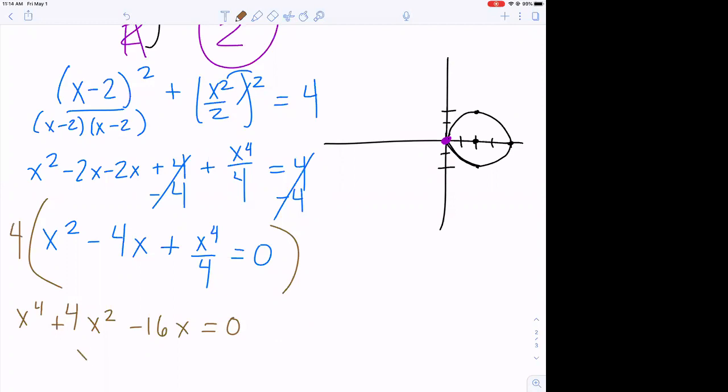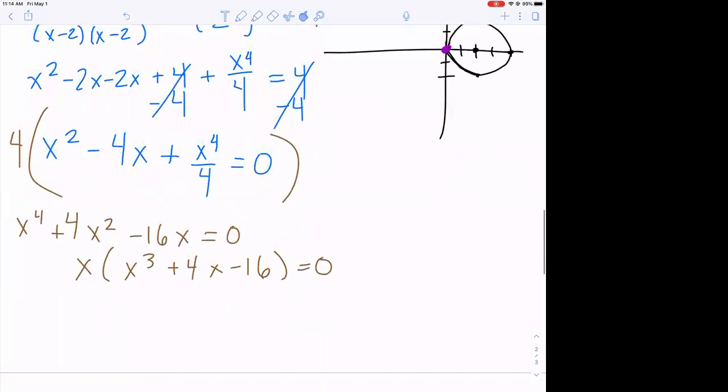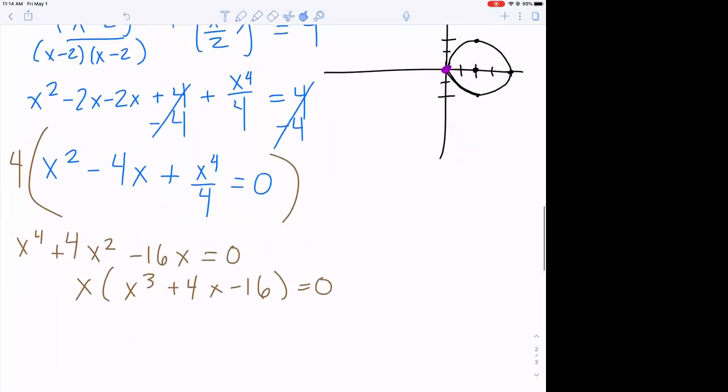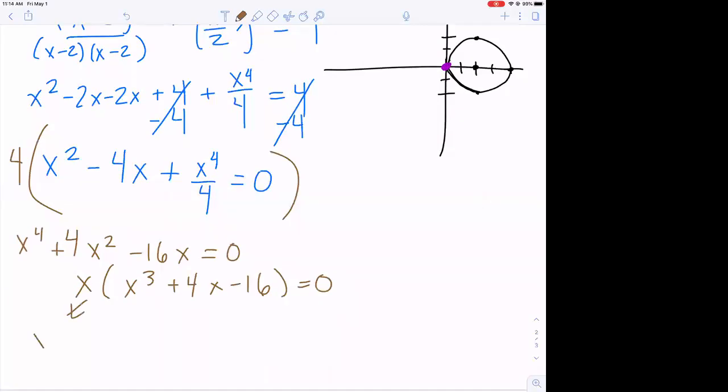And then I can pull an x out of this. So I've got x cubed plus 4x minus 16. The question is, this one will be set equal to 0. We're good with this. This one's x equals 0, and we can plug it back in and we get 0, 0. But actually from my graph, I kind of knew that was happening. So the question is, is this thing solvable?